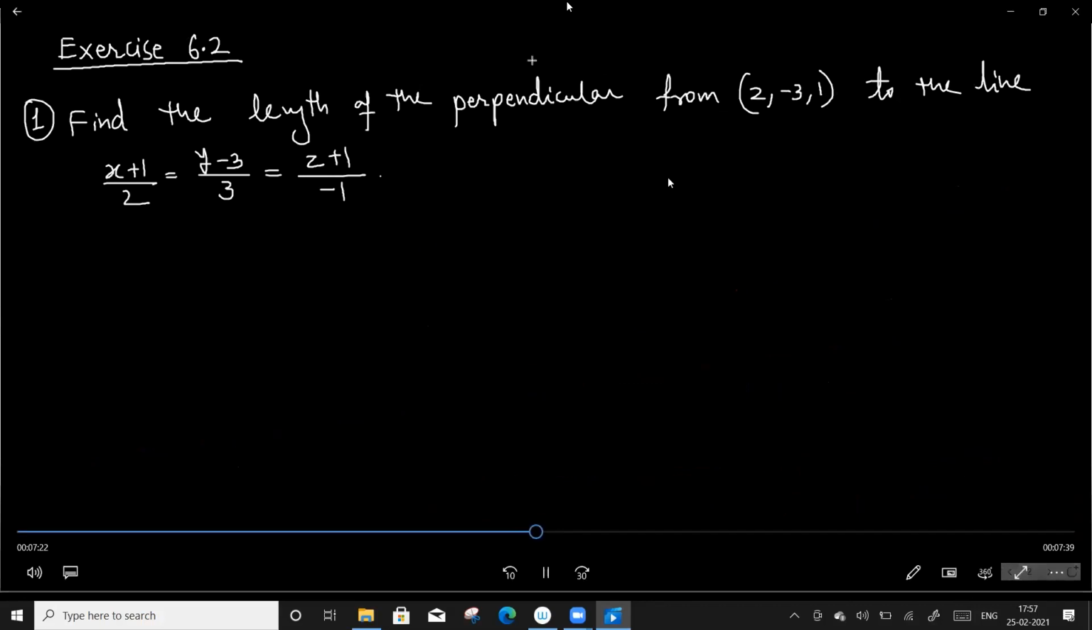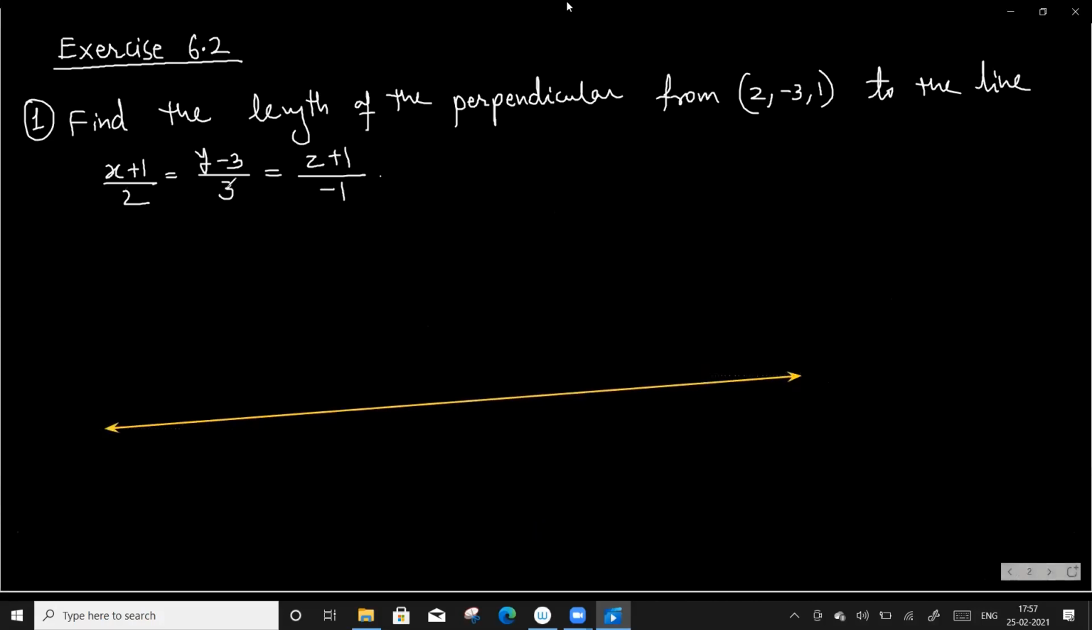Okay, so here I will draw the line. Let me draw the line, and the equation of the line is given. What is the equation of the line? This is x plus 1 by 2 equals y minus 3 upon 3 equals z plus 1 upon minus 1. This is line L.